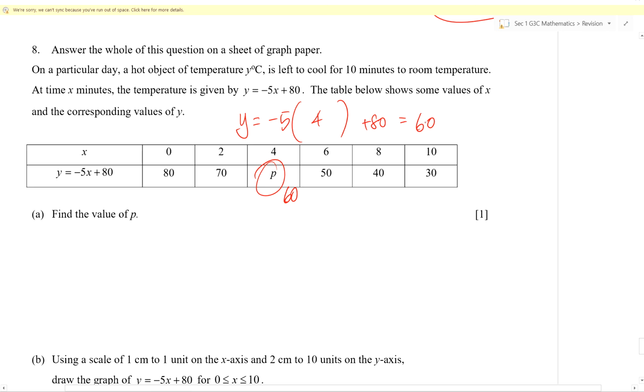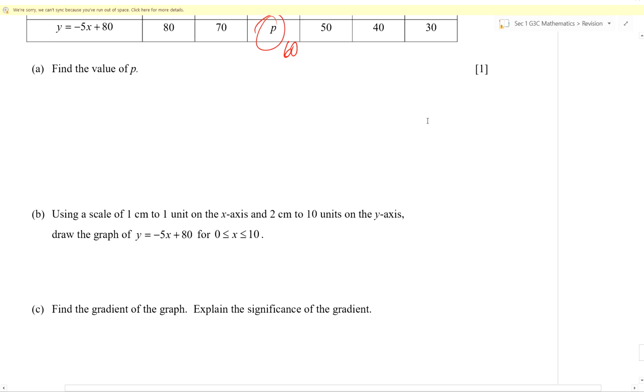So now we are able to plot 1, 2, 3, 4, 5, 6 points in our graph. They wanted us to use this particular scale, 1 cm, 1 unit on the x-axis. So on your x-axis, which is the horizontal axis, 1 cm, 1 unit. Check that you have labeled every 1 cm, because that's what they want the scale to be. And the horizontal axis is in minutes.